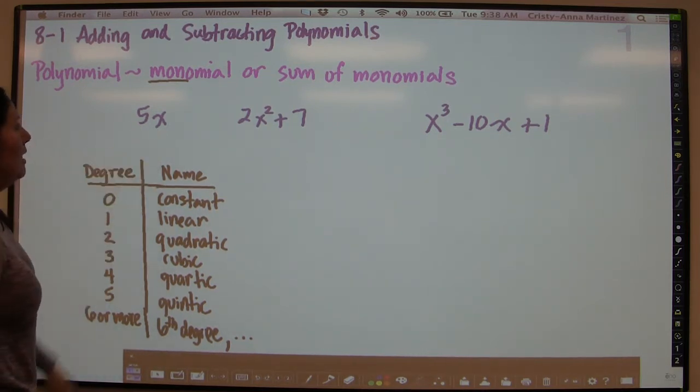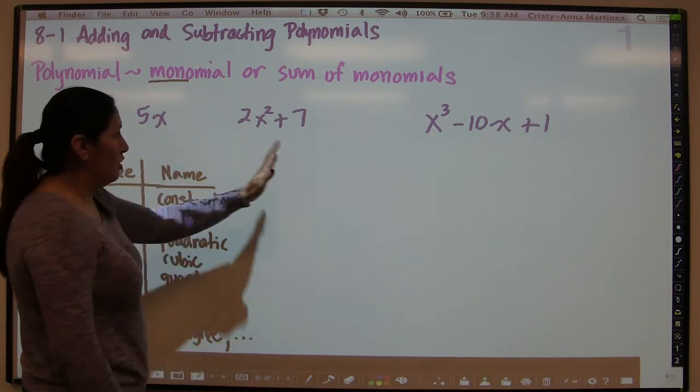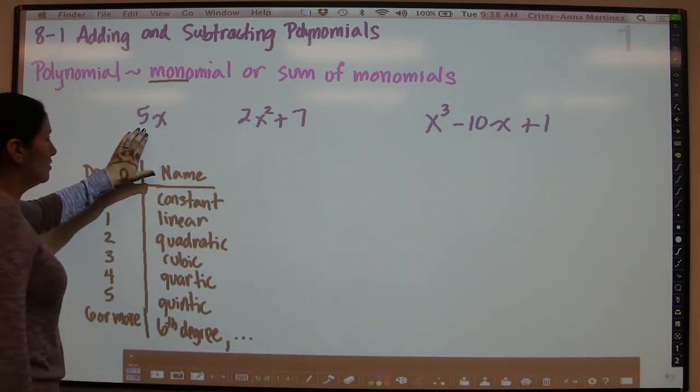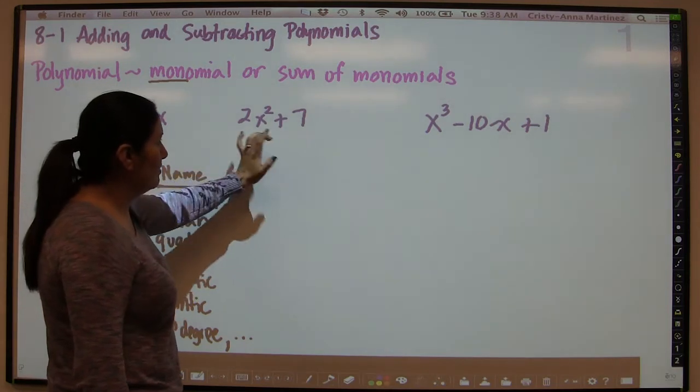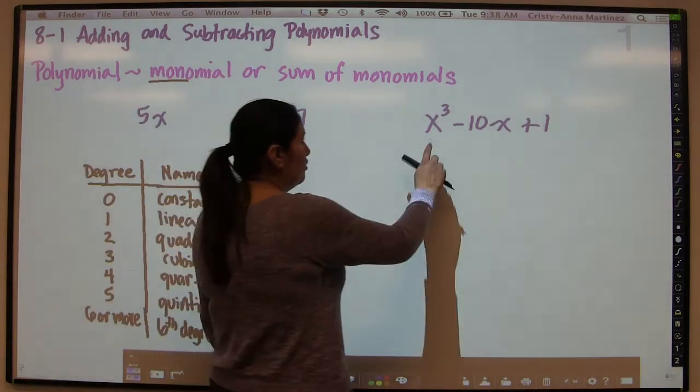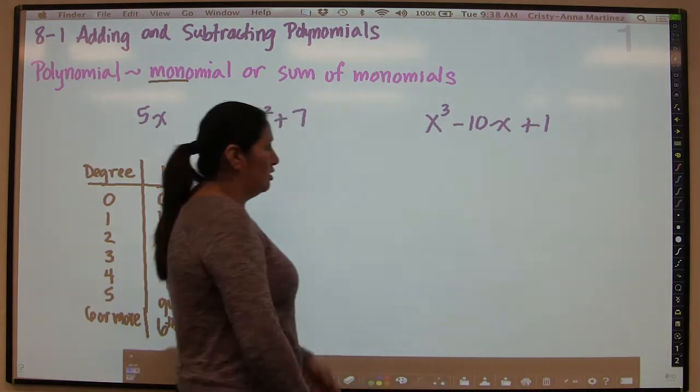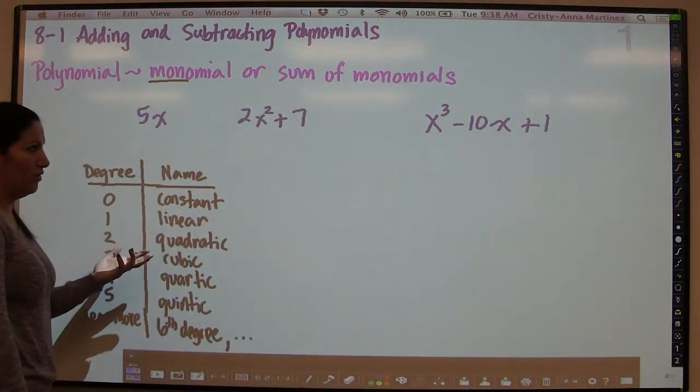It's one term. But we also have, these are all polynomials, by the way. This is a monomial. It has one term. This has two terms. So we've got the 2x squared and the 7. So you have two terms there. And then this guy has three terms. So we call that a trinomial. So binomial for 2 and trinomial for 3.